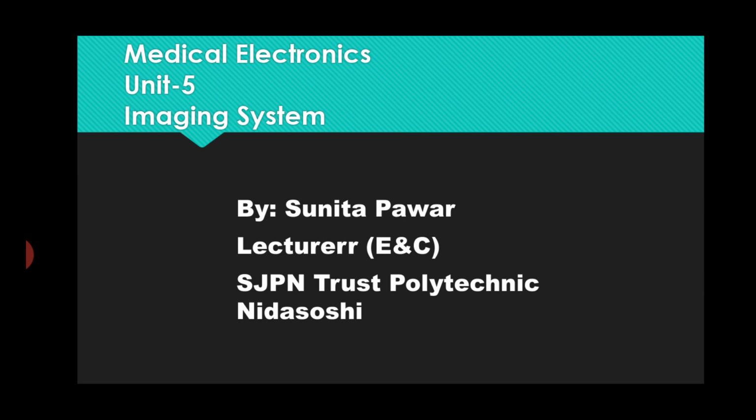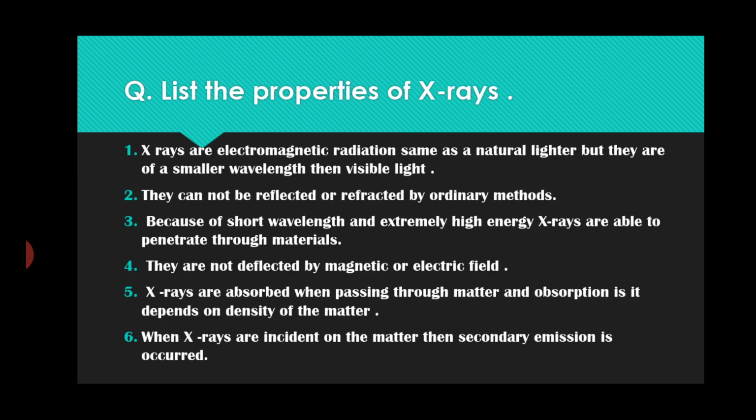So today we will see the fifth unit of medical electronics, that is imaging systems. So first we will see the properties of X-rays. X-rays are electromagnetic radiation, the same as natural light, but they are of a smaller wavelength than visible light.